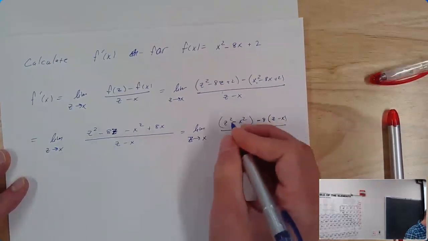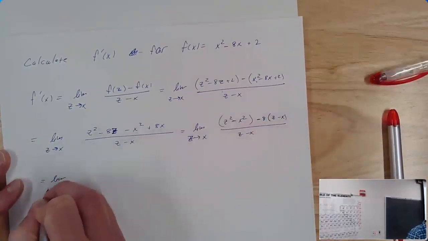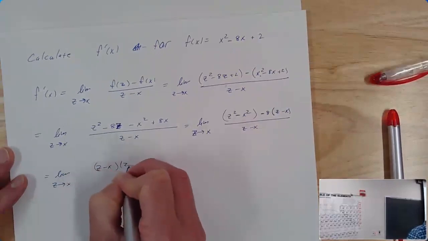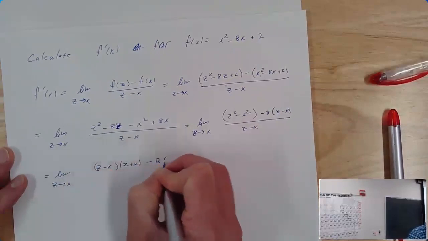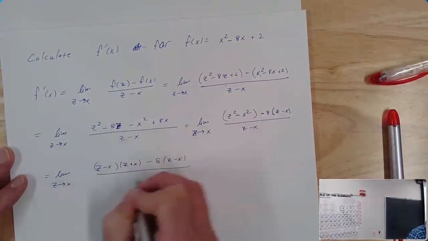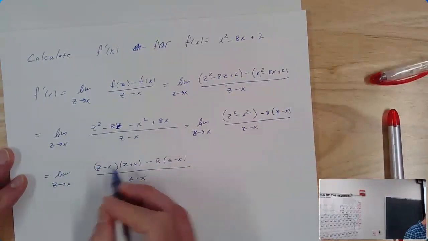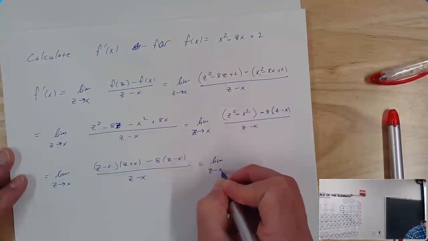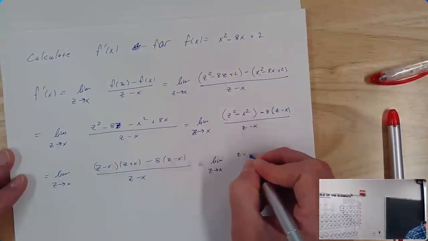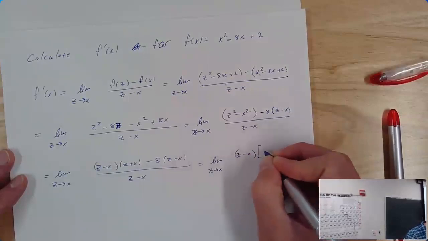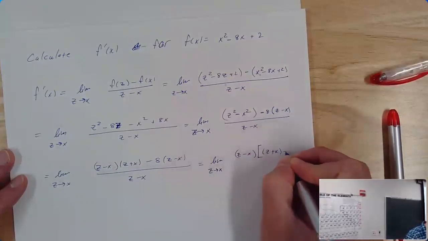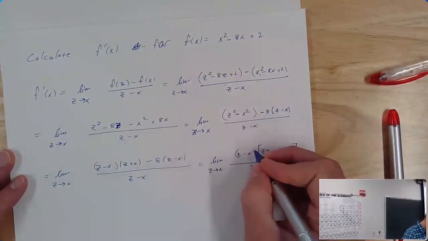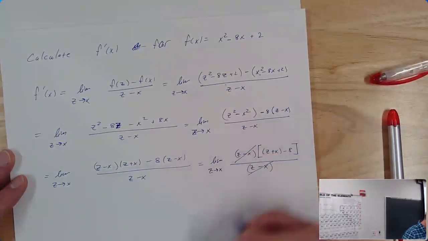And then from the z squared minus x squared, I can write that as the limit as z approaches x of z minus x times z plus x minus 8 times z minus x over z minus x. And then from each of these, I can factor out a z minus x. There are probably other ways of getting there. This is just the way I happen to see it. I'm left with a z plus x minus 8 all over z minus x. And then I can finally cancel that with that.